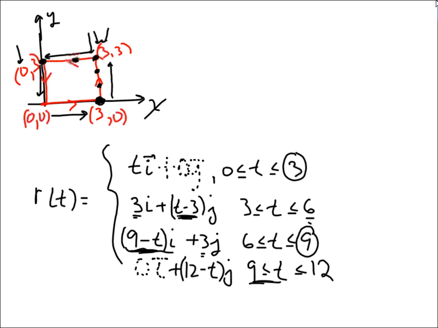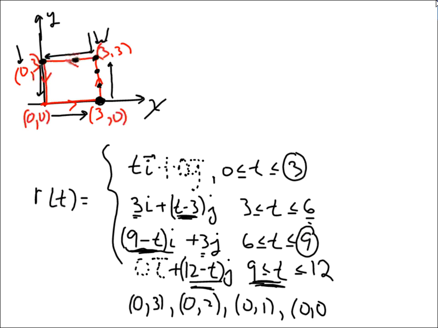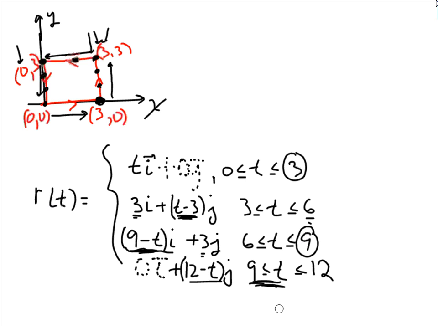When t is 9, 12 minus 9 is 3. You'll be at x is 0, y is 3. When t is a little bit more, 10, 12 minus 10 is 2. Be at 0, 2. When t is 11, 12 minus 11 is 1. You'll be at 0, 1. And when finally t is 12, you'll be at 0, 0. Exactly where you should be going. So there it is. There is your answer. That is your parameterization of that path.